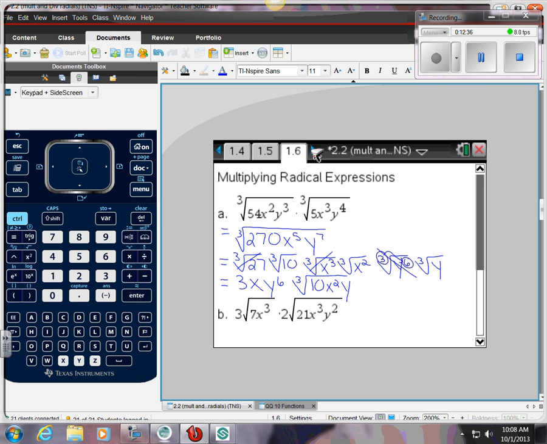Did I write 6? I didn't mean to, did I? I meant to write squared. Thank you. My bad. Okay. 3xy squared, cube root of 10x squared y. How are we doing? Better? Okay. You have to scroll up, honey. Go ahead and try B for me, and we'll go over it in a second.